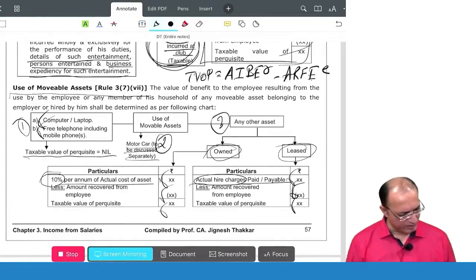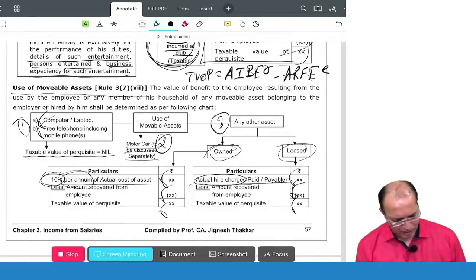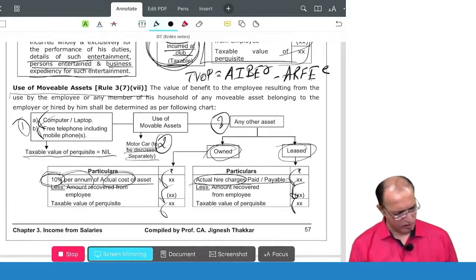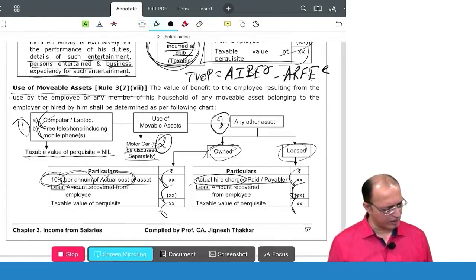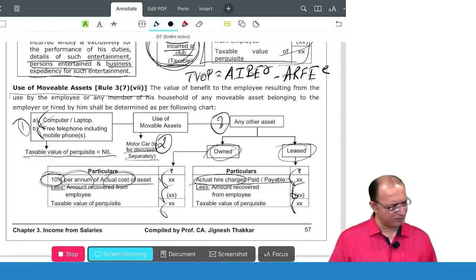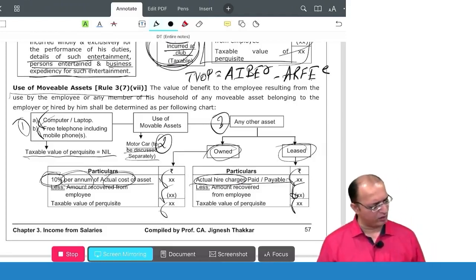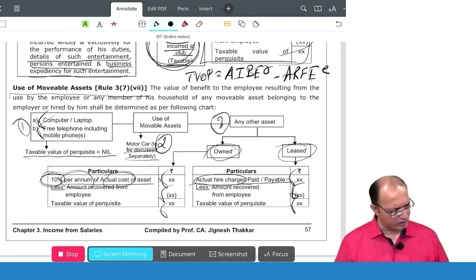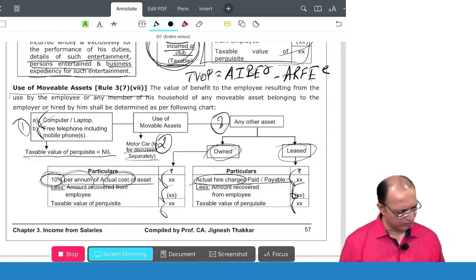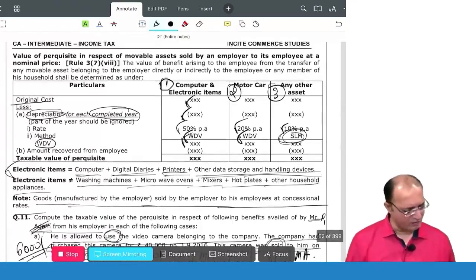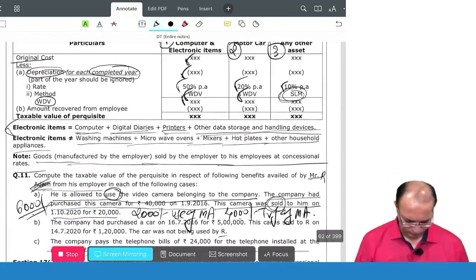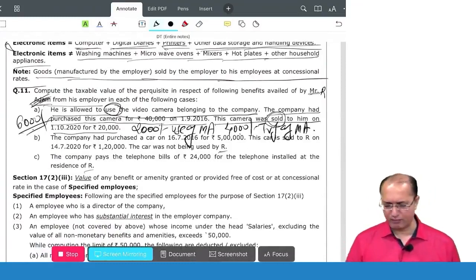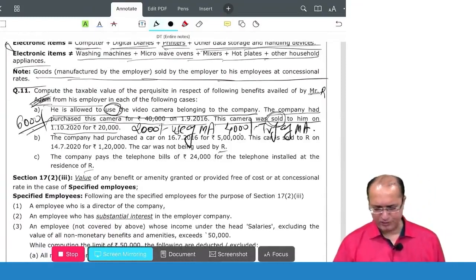So you calculate depreciation at 10% per annum based on actual cost. Your actual cost is 40,000. 10% of that is 4,000. But that is 10% per annum. You have to calculate the perquisite value only for 6 months. So 4,000 times 6 upon 12 will be 2,000. Have you understood now? So with this, point number A is over. You should mark point number A as a very, very important point. All of you have made a mistake at this point.